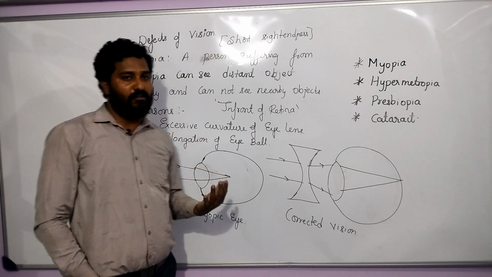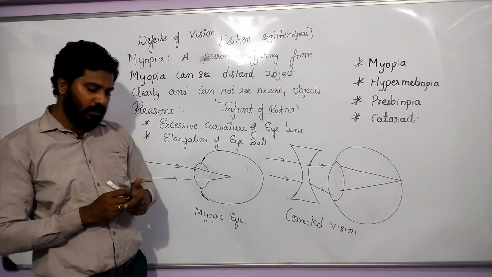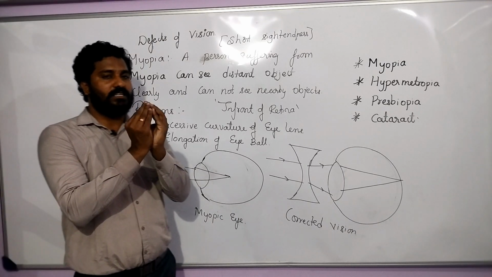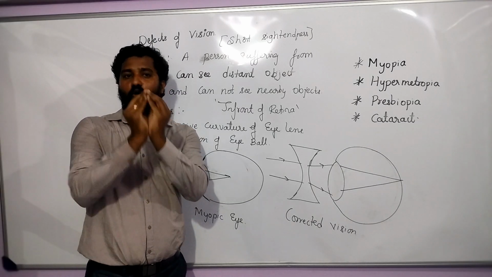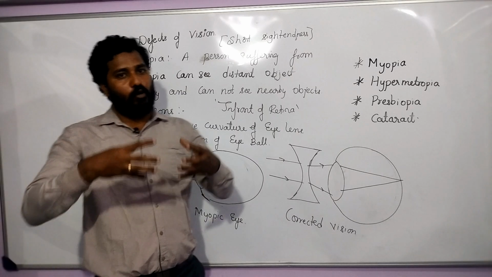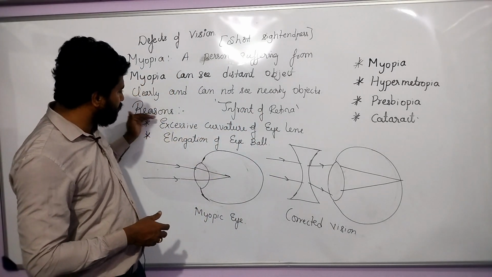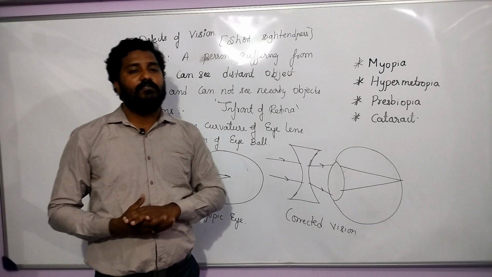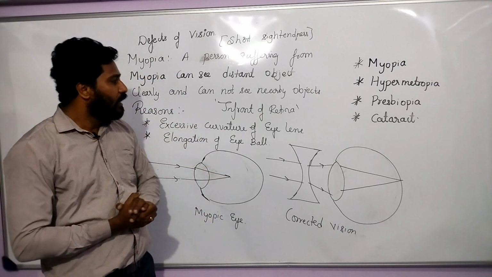Excessive curvature. Curvature means the outer surface, so it is more than what it has to be. The reasons for myopia are the excessive curvature of the eye lens and the elongation of the eyeball. These are the two very important reasons of myopia.